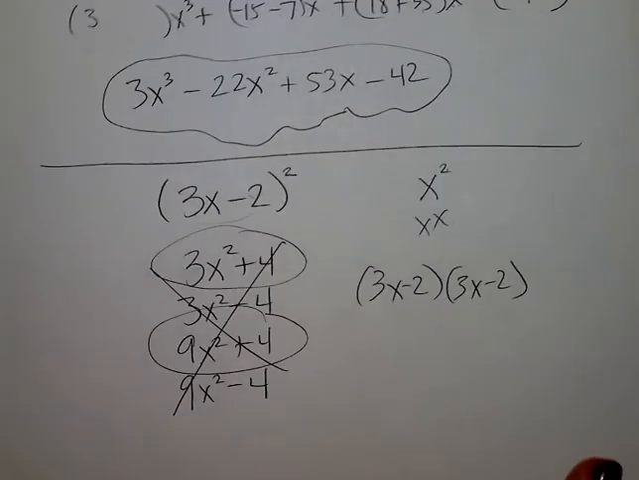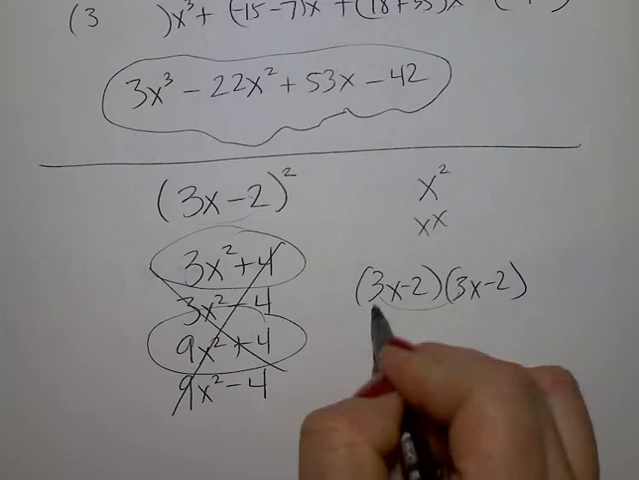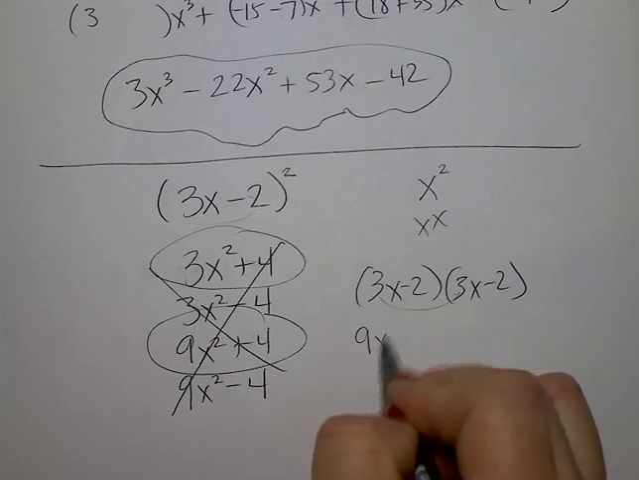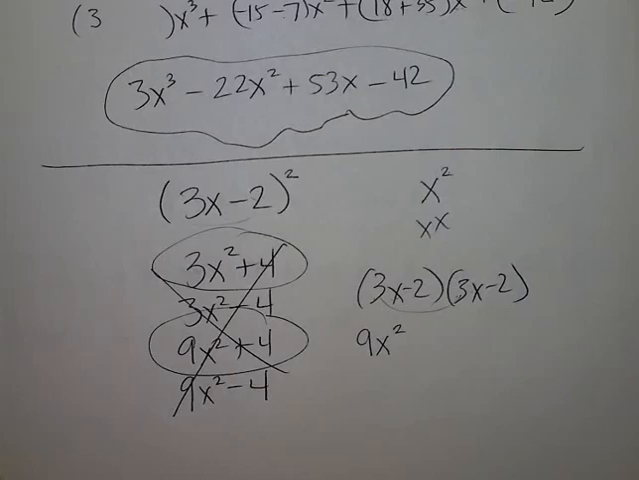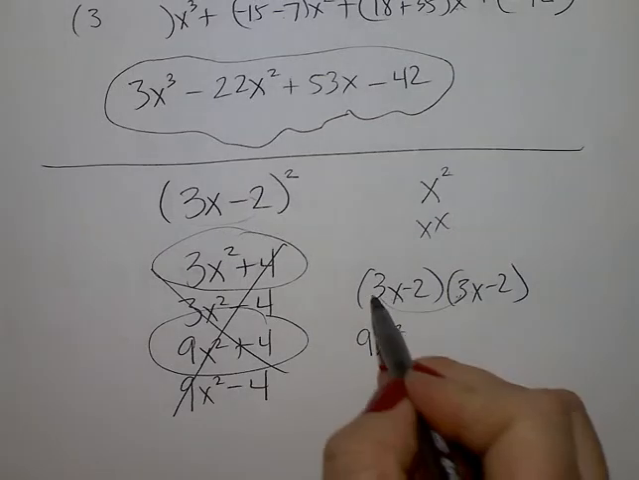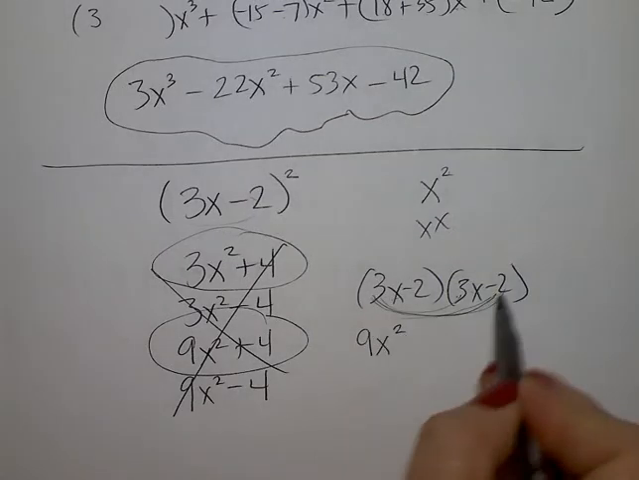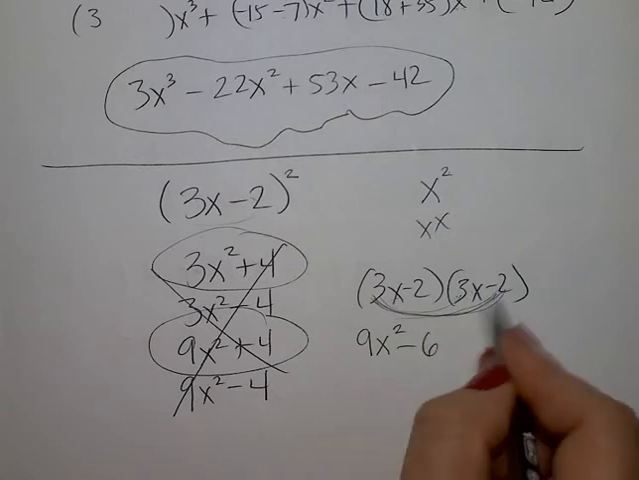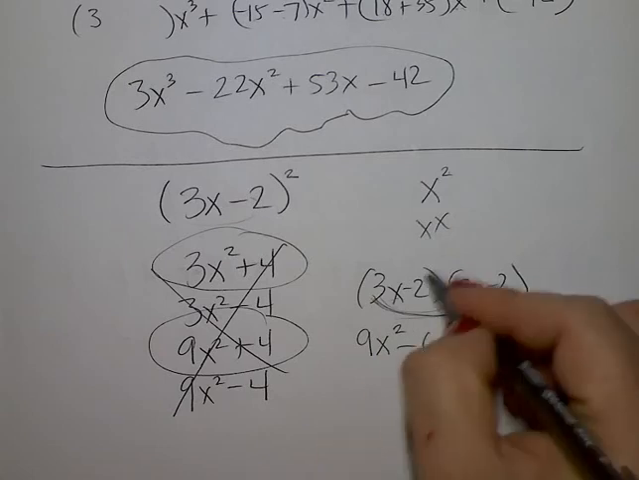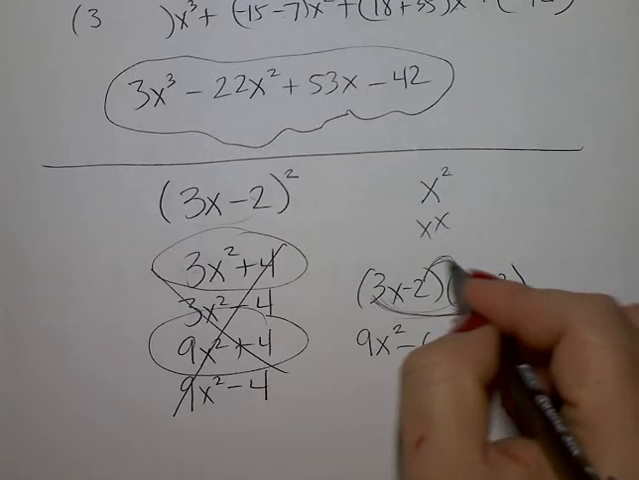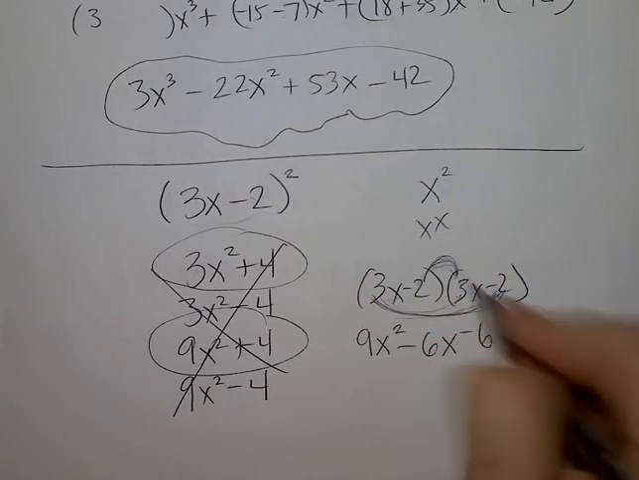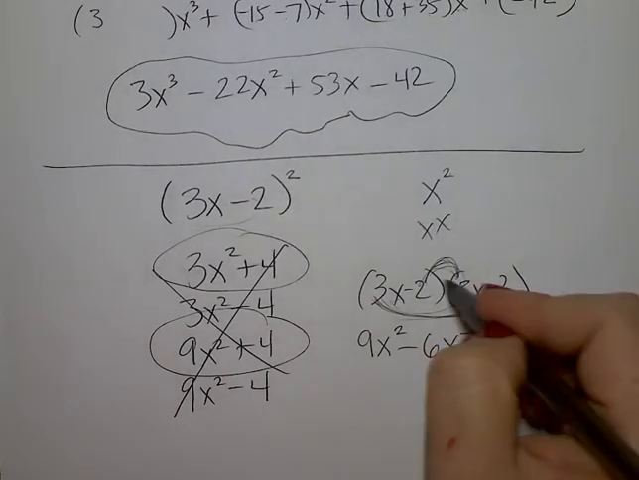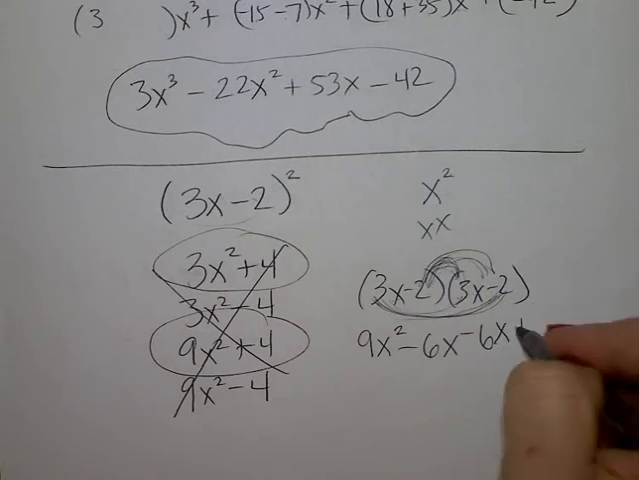When you write it twice, you need to FOIL. Multiply the fronts. 3 times 3 is 9, and there's 2 x's. Multiply the outsides. 3 times negative 2 is negative 6, and there's 1x between the two. Multiply the insides. 3 times negative 2 is negative 6. There's 1x. And multiply the last. Negative 2 times negative 2 is positive 4.